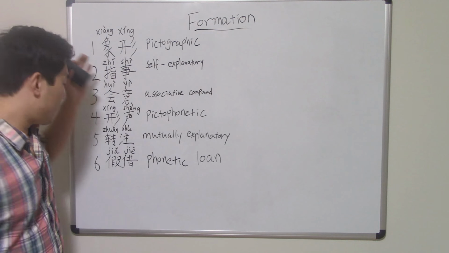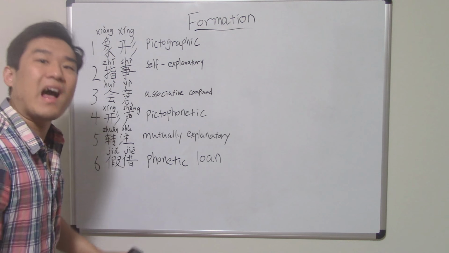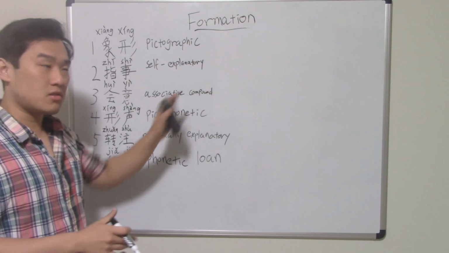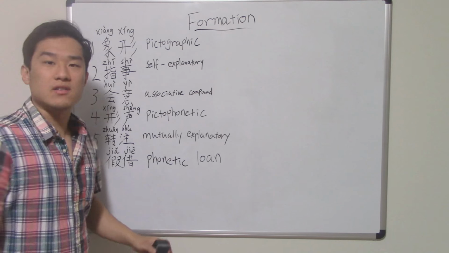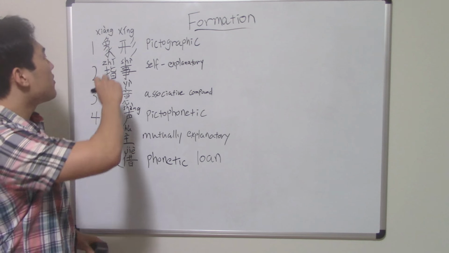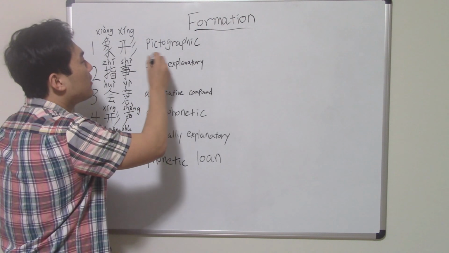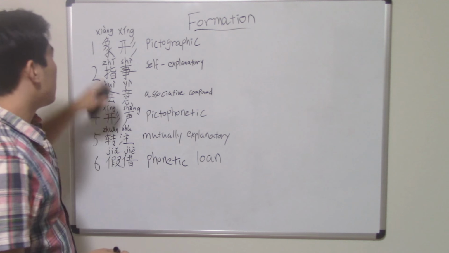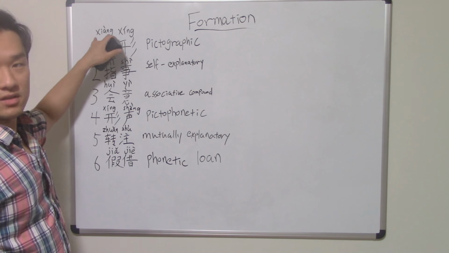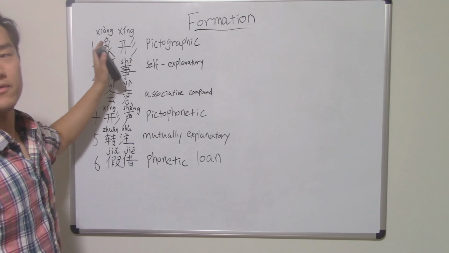So let me go through this. There are basically only 6 different kinds of forms. The formation, like how Chinese is formed, happens in 6 different ways. I'm going to go through each one of them so you have a better understanding. First one here is called pictographic. The Chinese will be 象形, pinyin 象形. It's also going to be a review for you here.